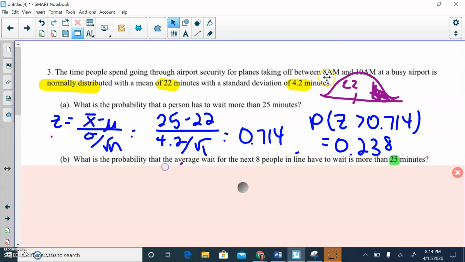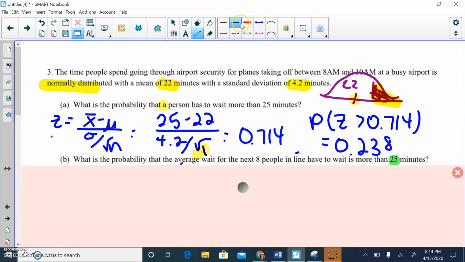All right, so draw your picture. Here's your mean at 22, and you're looking at over 25, so you're looking at this area on the upper end of the curve. A person is looking at one single person. So notice here I did do over root n. Let's say you want to use that one all the time. That actually ends up being okay because root 1 is just 1, so it doesn't actually change your z-score.